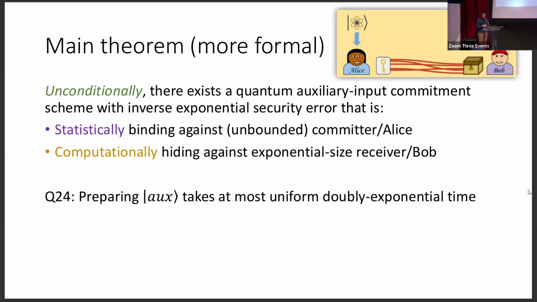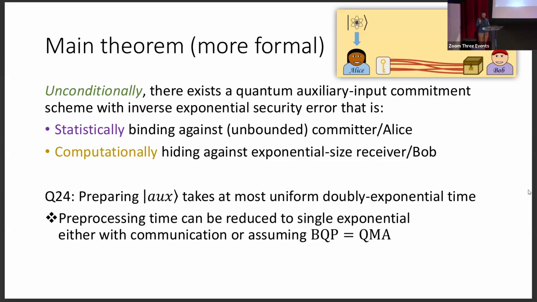This is unique to my work, where we further show how you can get this piece of auxiliary input with pre-processing. So more specifically, I show that you can prepare this auxiliary input in at most doubly exponential time. And if you are willing to let the parties communicate, you can reduce this doubly exponential time down to a single exponential. Alternatively, you can assume BQP equals QMA, in which case you can also do this with single exponential time. So this is actually okay here because the security is unconditional. So I can assume whatever we know is consistent with our understanding of complexity theory.